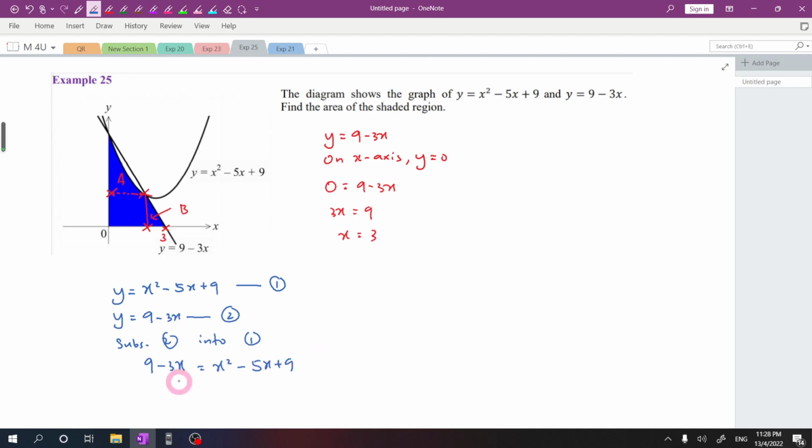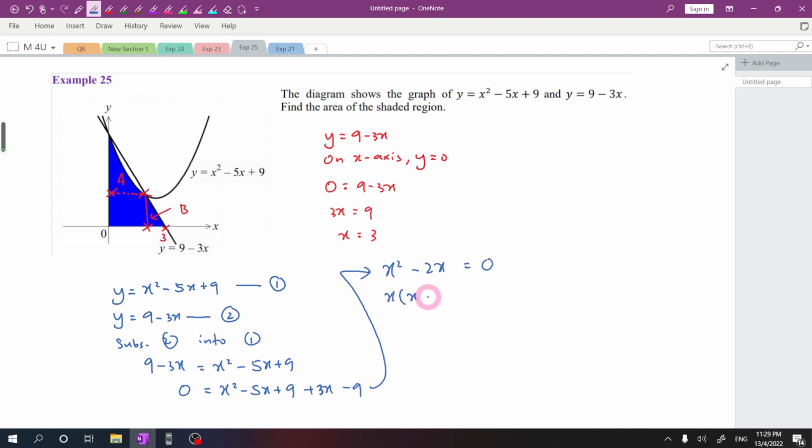This is a quadratic equation. So I just need to rearrange this quadratic equation and write it in general form. Then we can start to solve it. x squared minus 5x plus 9 plus 3x minus 9. We don't have any other x squared, so just copy x squared. Minus 5x plus 3x, so you will get negative 2x. Plus 9 minus 9, you will get 0. This whole thing is equal to 0.